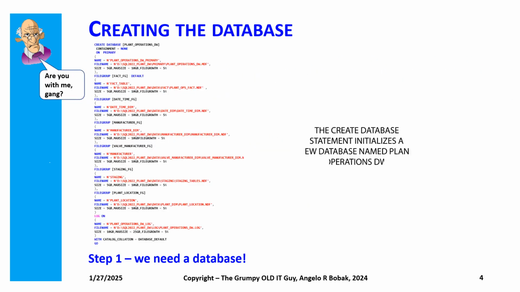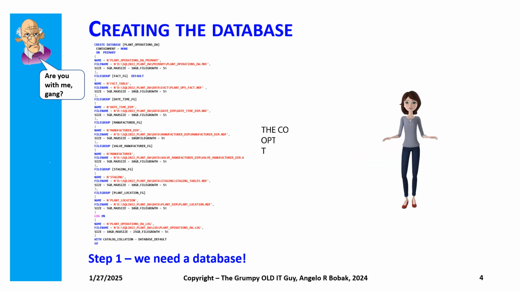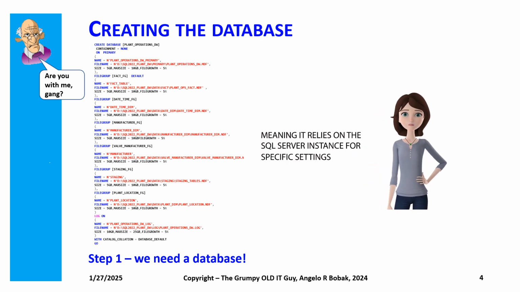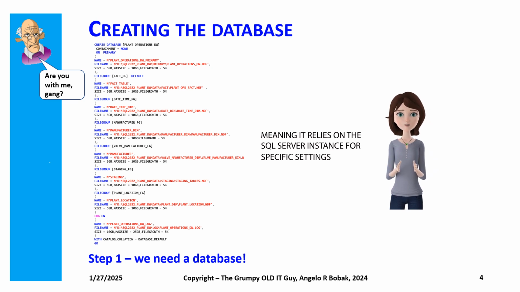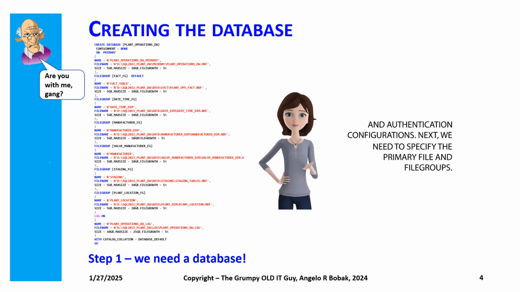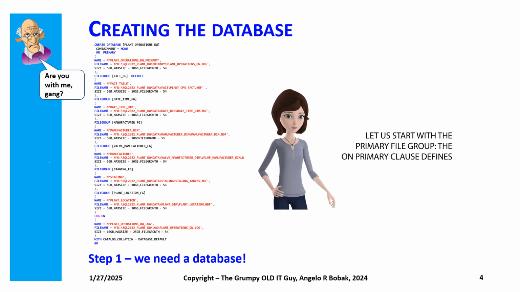The CREATE DATABASE statement initializes a new database named Plant Operations DW. The containment NONE option specifies that this database is not contained, relying on the SQL Server instance for specific settings and authentication configuration. Next, we need to specify the primary file and file groups. Let us start with the primary file group.